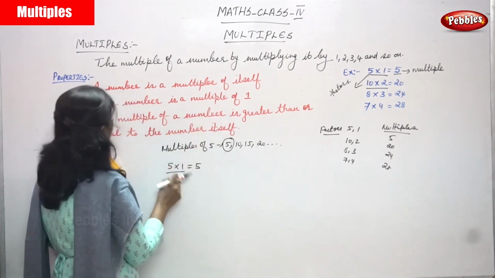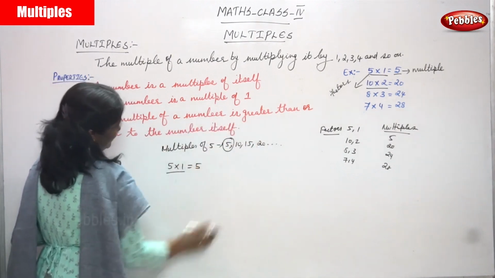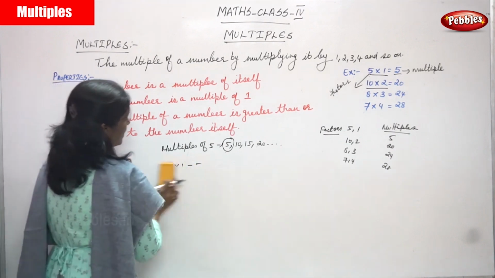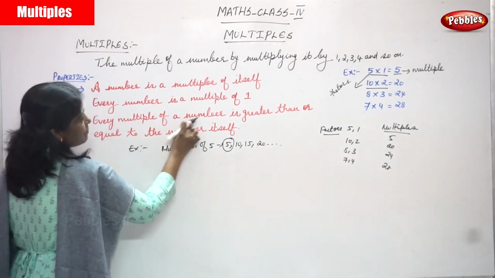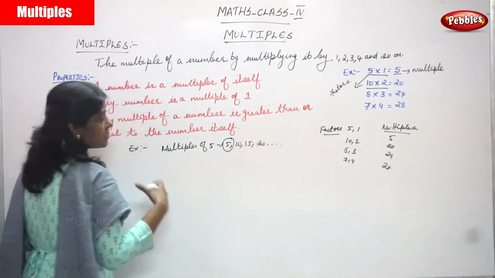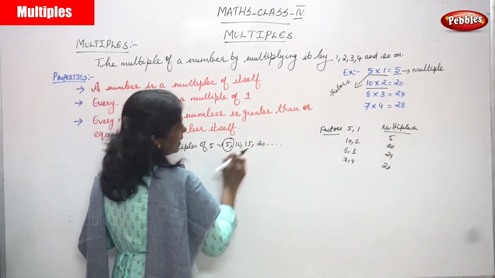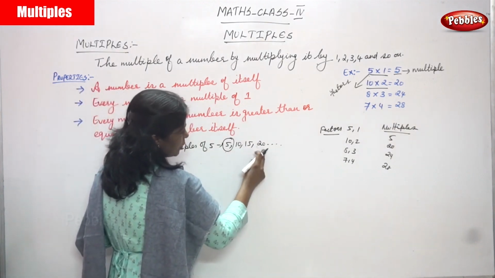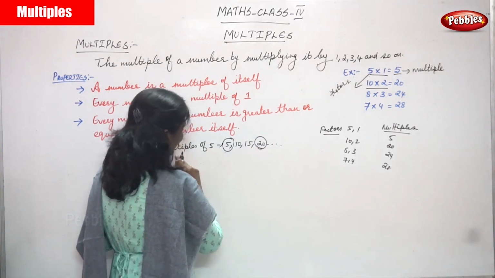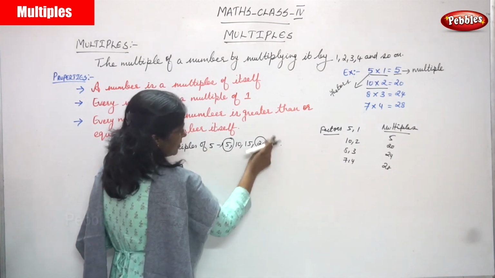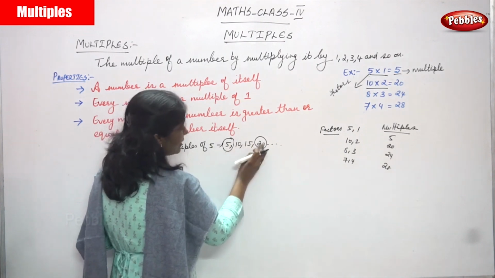This is the meaning. And every multiple of a number is greater than or equal to the number itself. Multiples of 5, again I'm giving the same example. So 5, 10, 15, 20, and so on. From these, 20 is the greater number. The remaining 5, 10 and 15 are less than 20. These are also multiples of 5.